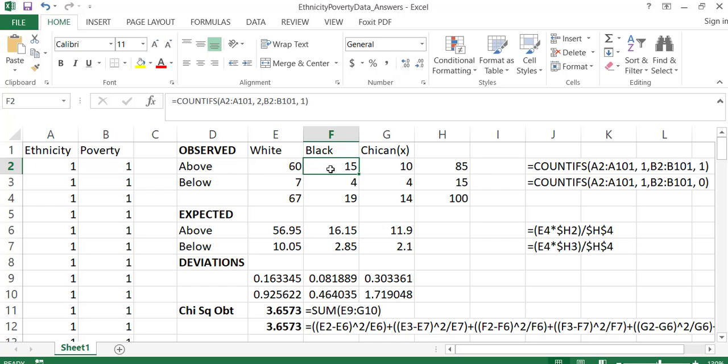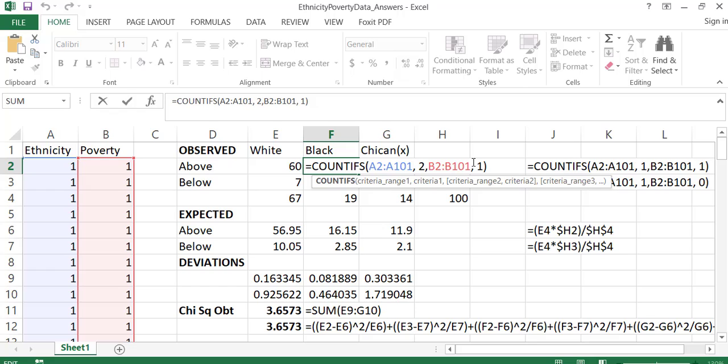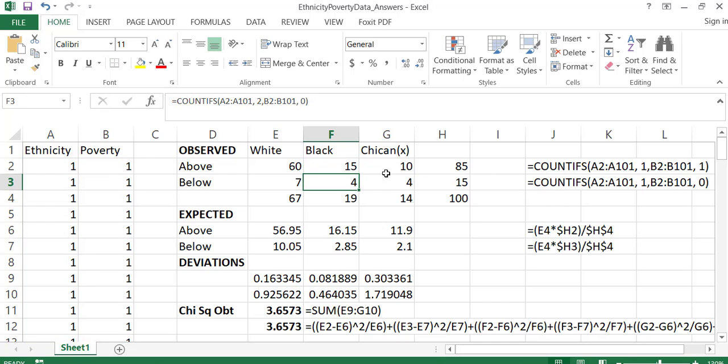When you get to the next one, it's the same basic code. We still want to know if they are above the poverty threshold, so that's going to be similar to the row that's next to it. What changes is now the ethnicity is 2. 2 are individuals who are black. So we go through and do each of these cells.